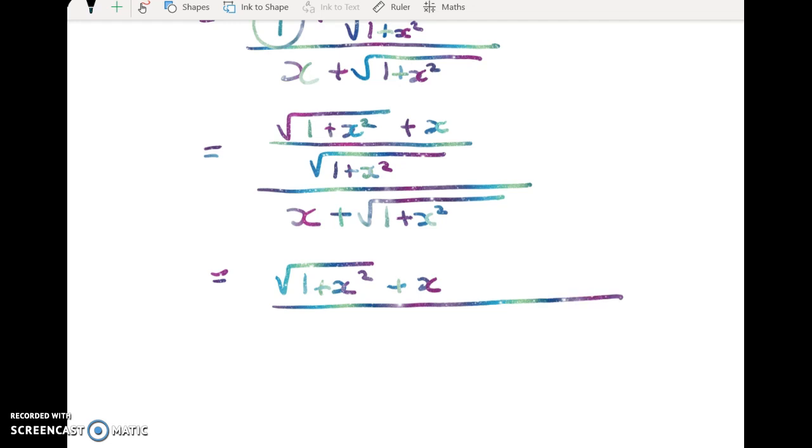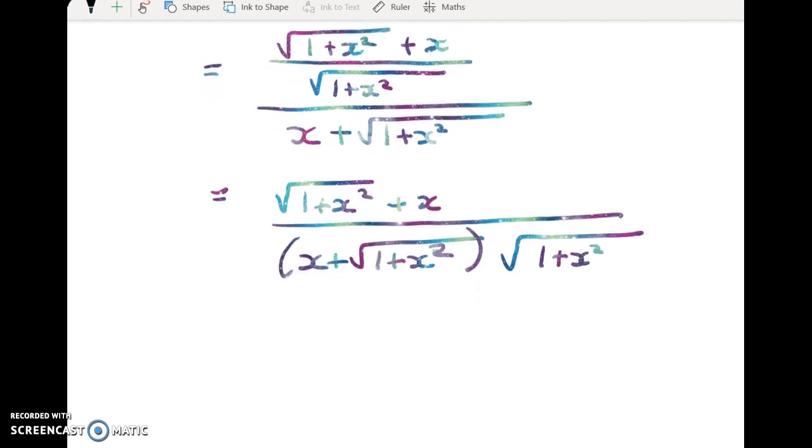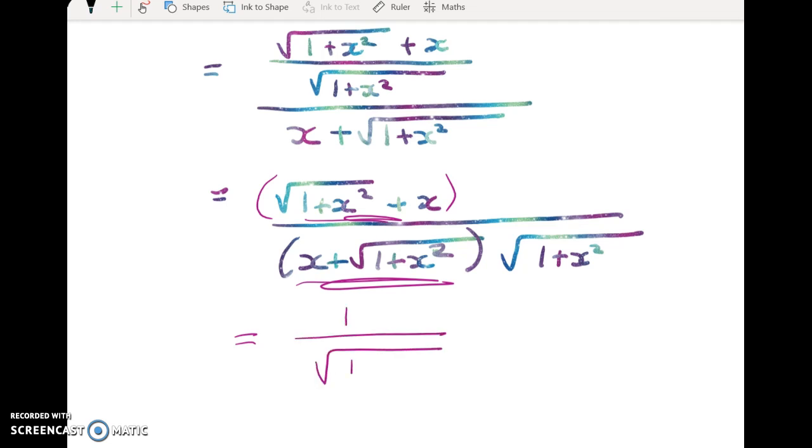And then here, I'm going to have x plus this times the square root of 1 plus x squared. So isn't that cool? We've got a common factor that's popped up, which is this and this. So my final answer is 1 over the square root of 1 plus x squared.